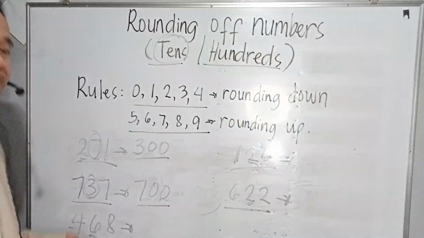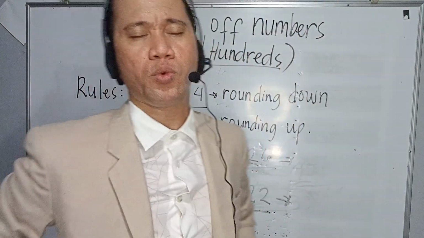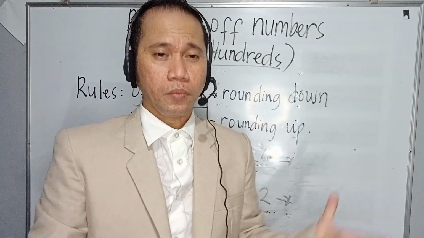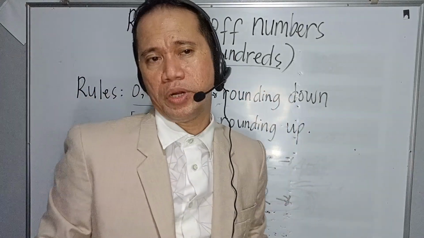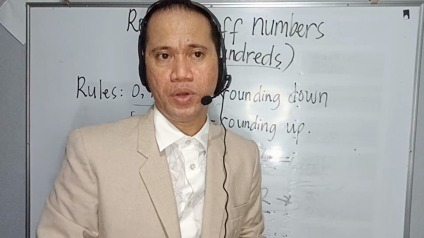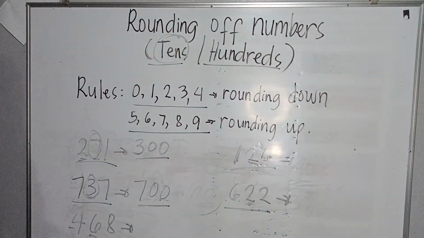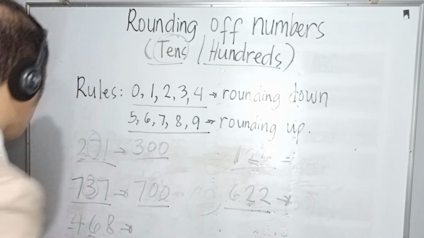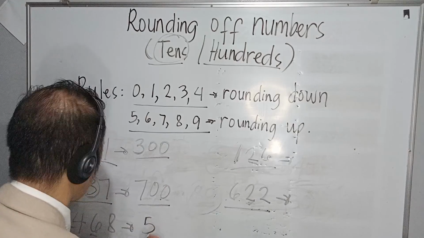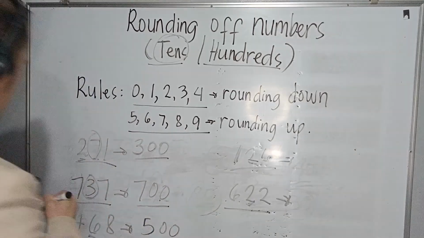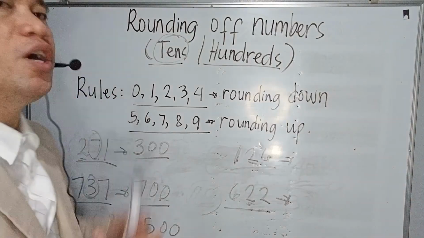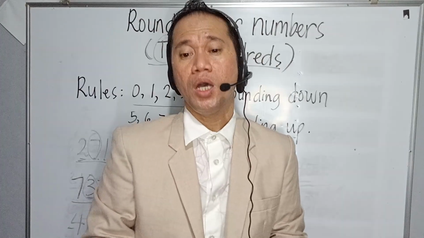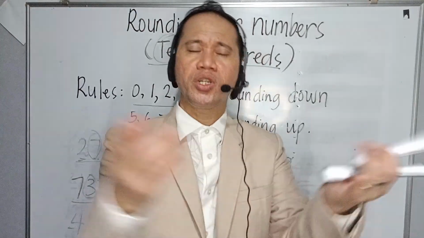Now let us proceed to number 3. We have the given 468. When we say 468, we're going to our basis here, the tens place, because we need to round off numbers to the nearest hundreds. And we're done for the nearest tens. Let us proceed to 468. 6 belongs to rounding up. So 4 becomes 5, then automatically 0. 468 becomes 500. And that is the short and quickest way to round off numbers to the nearest tens and to the nearest hundreds.